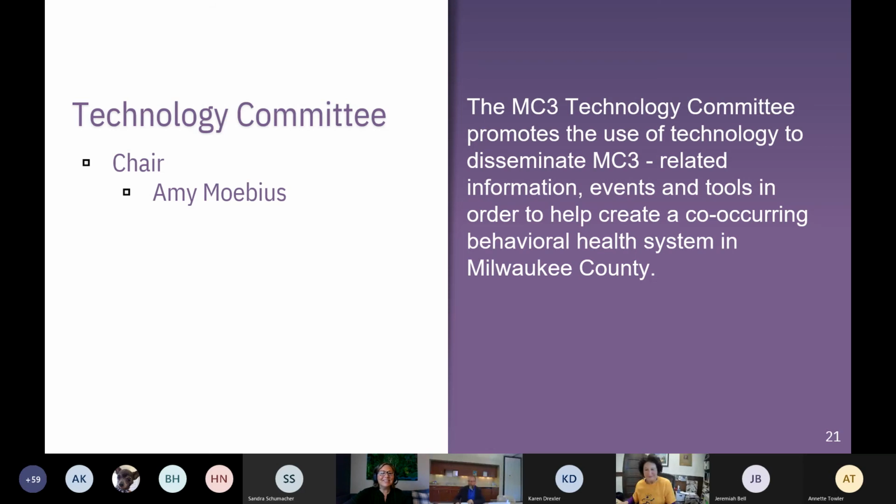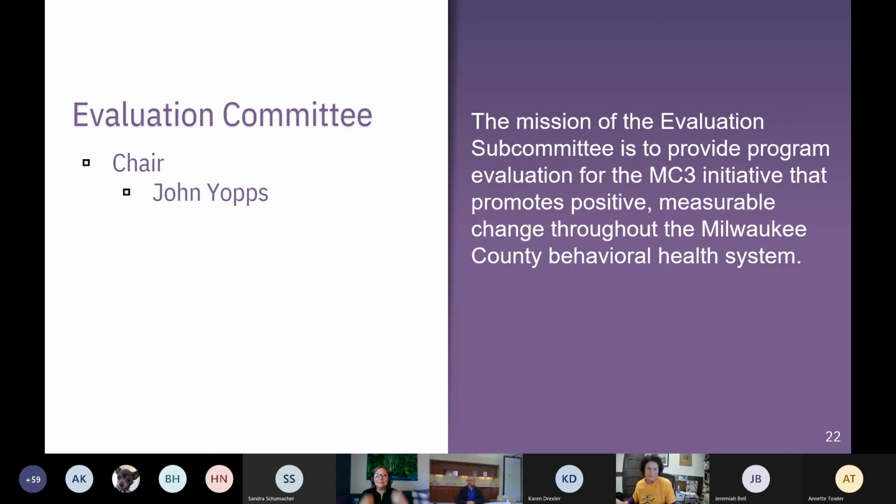All right. And let's see, here we go. And our last committee is our evaluation committee. And unfortunately, John's not able to be here. But the evaluation committee is looking at what our initiatives are doing, what we can measure, and how we know that we're making a positive change, and what impact MC3 is bringing to the systems. Am I close? Perfect. Yep. Perfect.